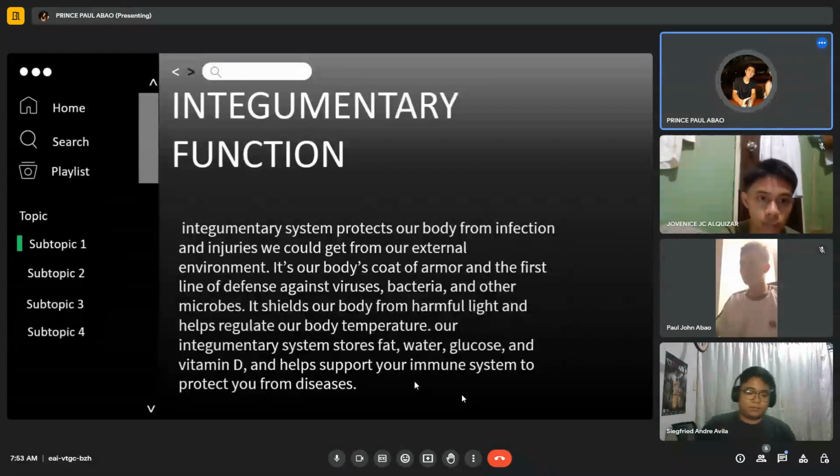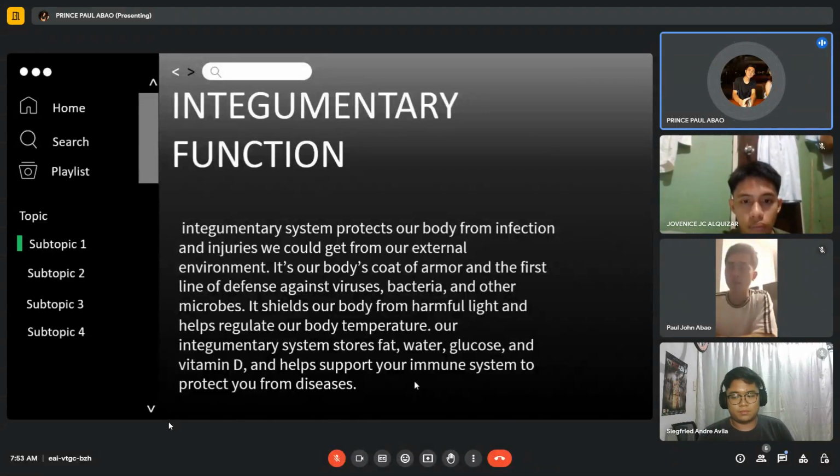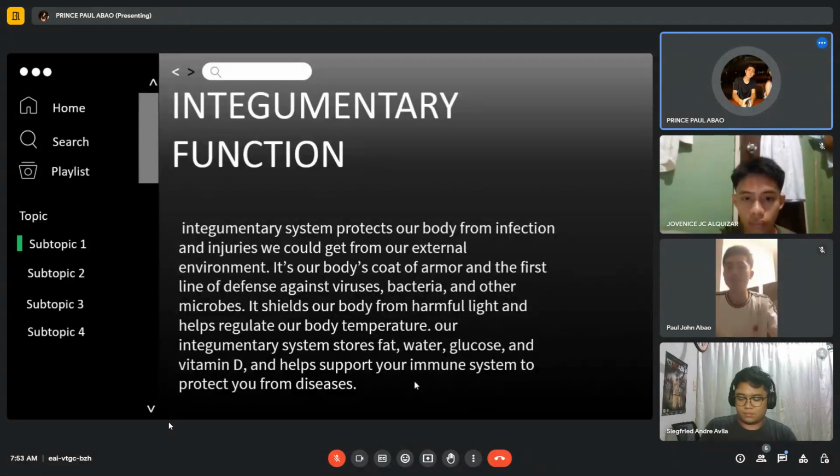The integumentary system protects us. It acts as a barrier against the sun's ultraviolet rays and invasions of pathogens and germs. The second function of the integumentary system is sensory perception. In sensory perception, the body is able to respond to pressure, temperature, as well as touch sensation. The third function of the integumentary system is body temperature regulation.